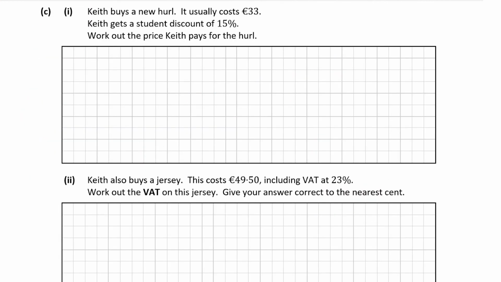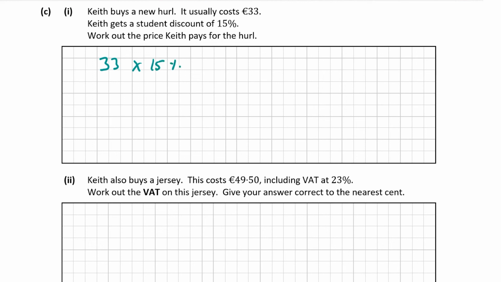It usually costs €33, but he's got a student discount of 15%. So we're asked to work out how much Keith actually paid for the hurl. So we have to work out how much of a discount he got. We know it was 15%, but what is 15% of 33? So normally it's 33, and we're going to find 15% of that now.